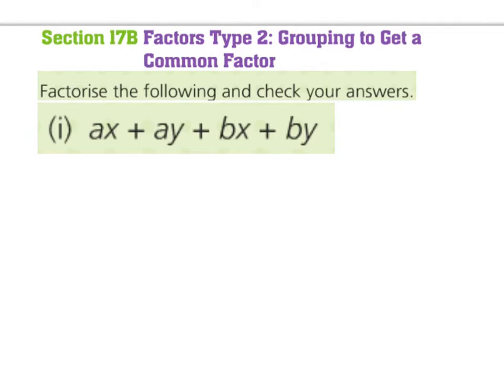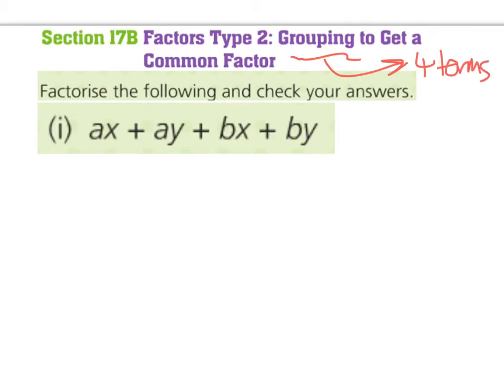There are 4 types of factorizing at ordinary level. This is the second type. This is known as grouping. And we use this type of factorizing when we have 4 terms.